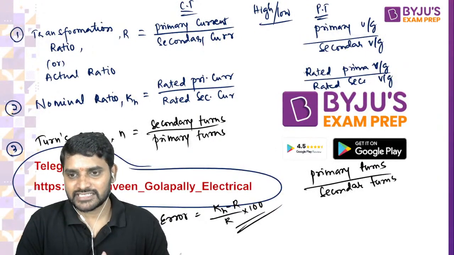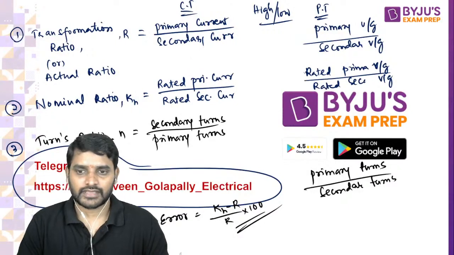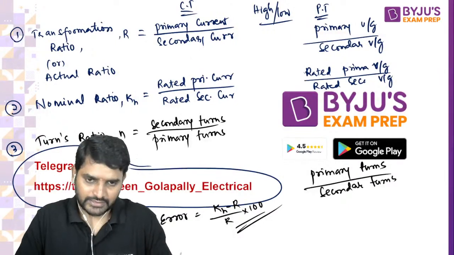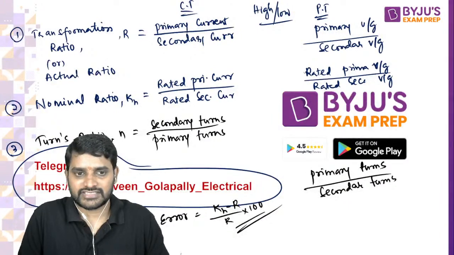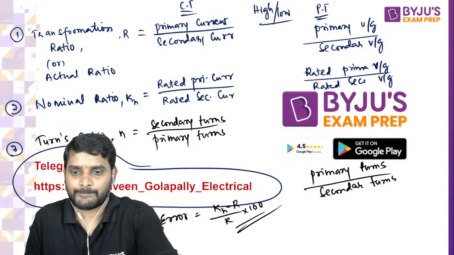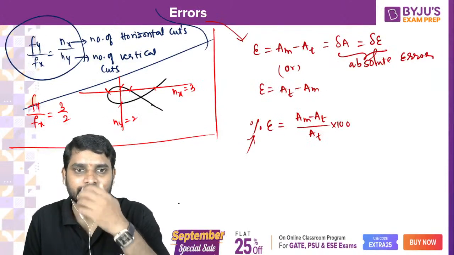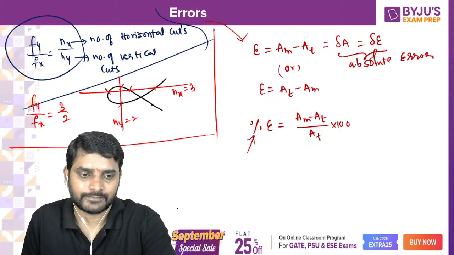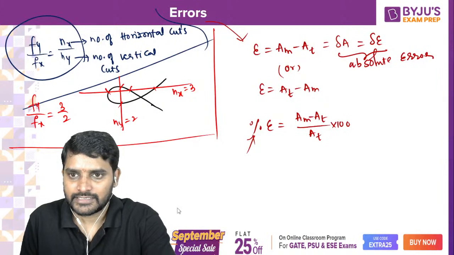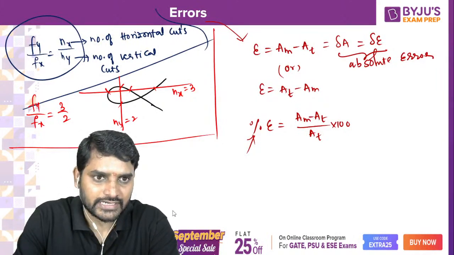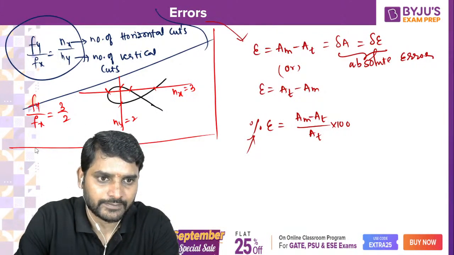Relative limiting error with respect to full scale deflection. Okay, it is like this, SSRE, I'll tell you. Let me add a page so that I can do something.